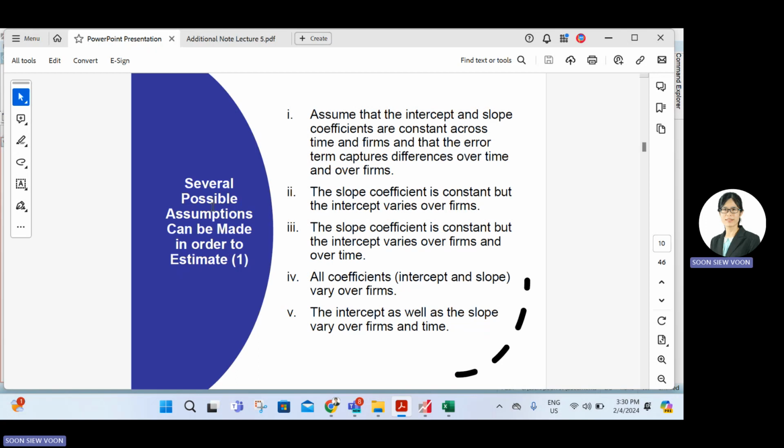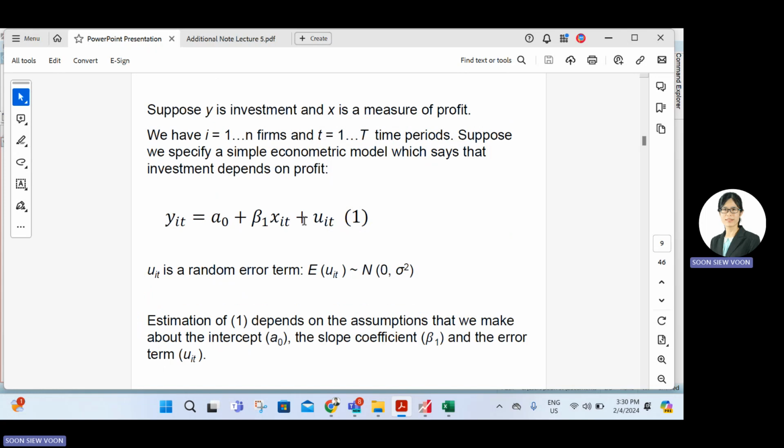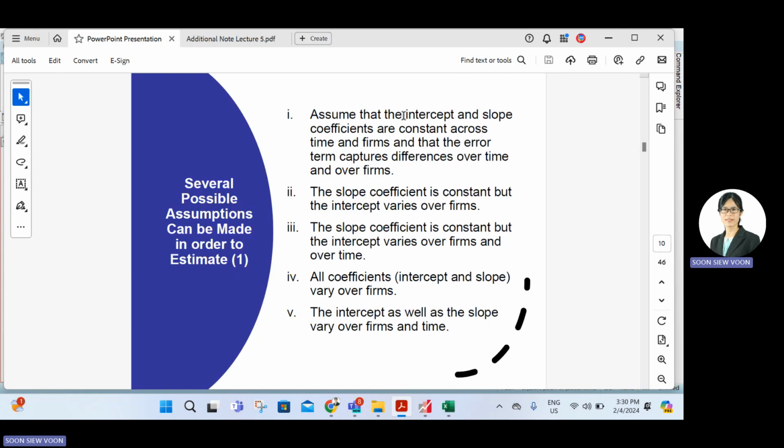So there are several assumptions to estimate equation number 1 just now. What are the assumptions? Assume the intercept and the slope coefficient are constant across time and firm, and the error term captures the differences over time and over the firm. So these are the several assumptions if you want to estimate equation number 1.